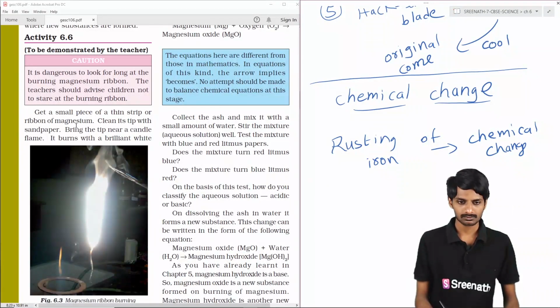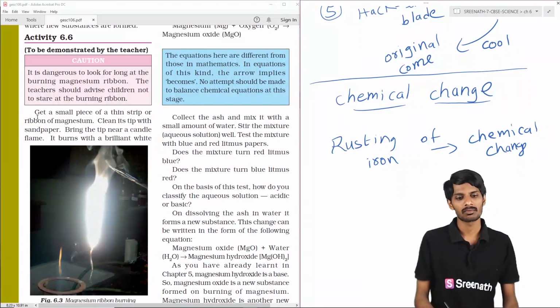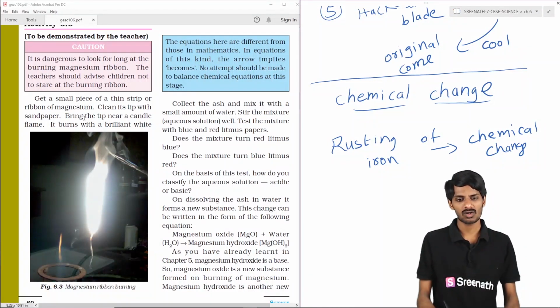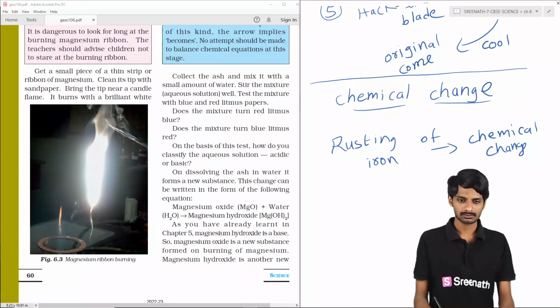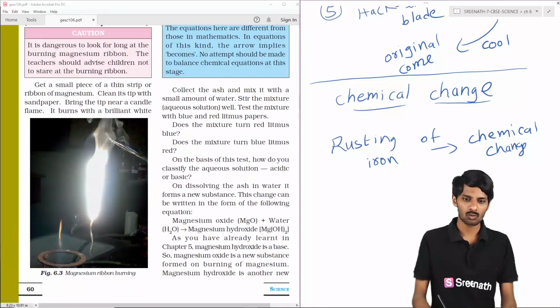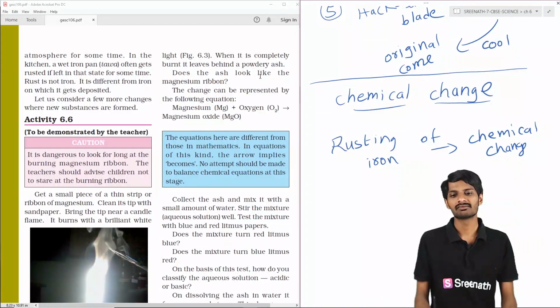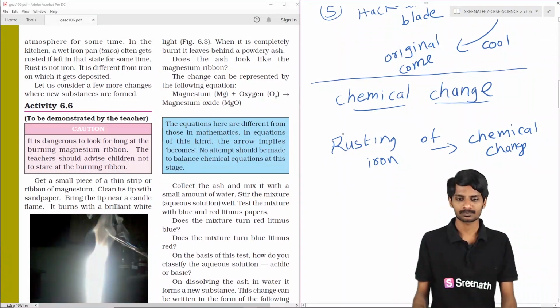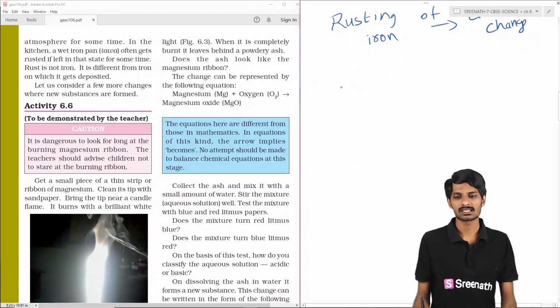So take a magnesium ribbon, a thin strip or ribbon of magnesium, students. Clean its tip with sandpaper and burn it on a candle. It burns with a brilliant white flame. When it completely burns, it will leave powdered ash, students. So look at the ash, what you will get. So what is the process that is done here?